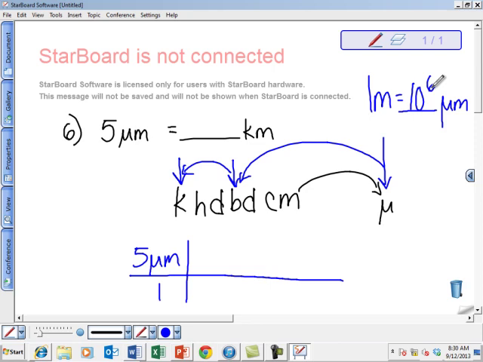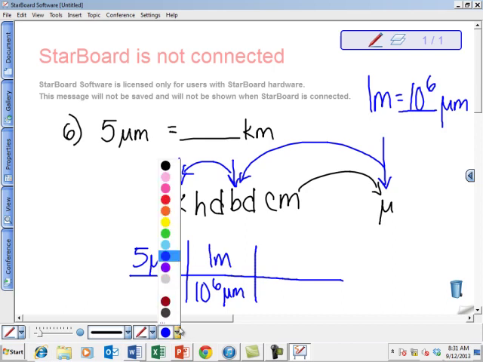Now you need to lay that down correctly and make sure you're cross-canceling your units. So we need to make sure that we're cross-canceling micrometers. 10 to the 6 micrometers goes on the bottom, and 1 meter goes on top. Well, this step, what did it do? It successfully cross-canceled micrometers. But now you're stuck on meters. Okay, so this is going to take our second step.